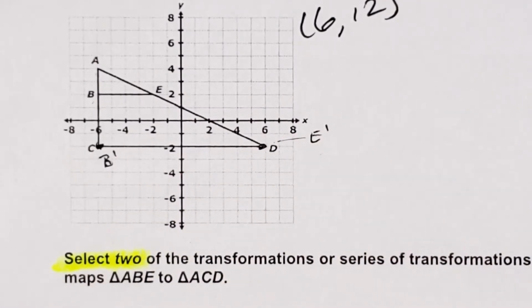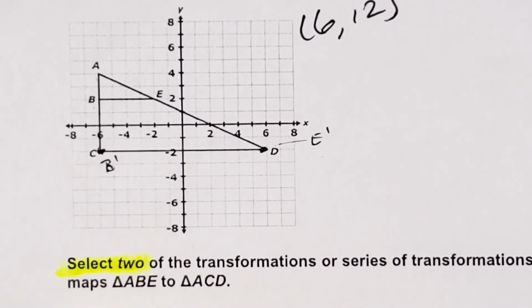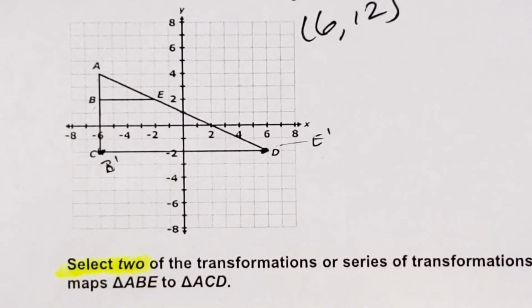And that being said, now we know that ABE maps onto that larger triangle ACD with a scale factor of 3 about point A. So we can select it as one of our answers, right? That's one of our answers.